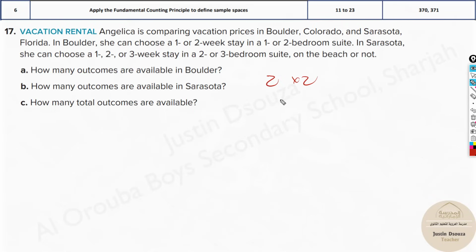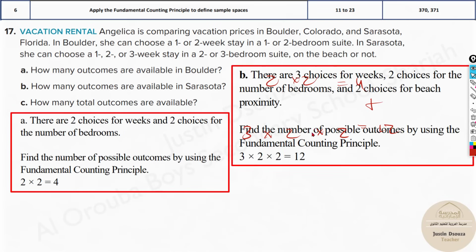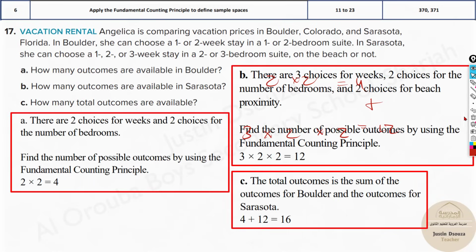What about Sarasota? Here there are 3 week options. There are 2 bedroom options, and you can either choose a beach or not. So there are 2 options over there as well. 3 times 2 times 2. 3 times 2 is 6, 6 times 2 is 12. So the total possible outcomes for booking the vacation is 16. 12 plus 4 is 16. So that would be the method to solve this. Boulder do it separately. Sarasota also do it separately. That's 12. And then add them up. You will get the total possible outcomes.